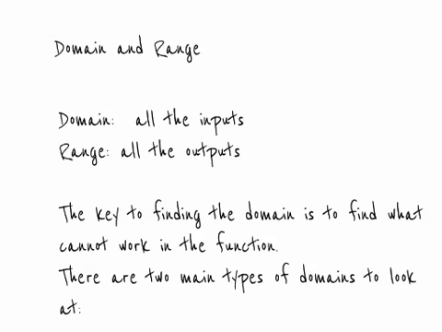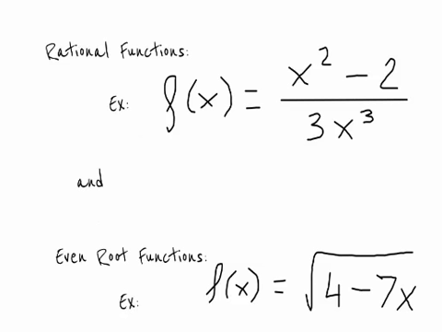With that in regard, there are two main types of functions to look for when we're looking for the domain. The first one is rational functions, for example, f of x equals x squared minus 2 over 3x cubed. In a rational function, you cannot divide by 0. The second type of function where you have a domain restriction are root functions, even root functions. For example, f of x equals the square root of 4 minus 7x. You cannot take the square root of negative numbers.